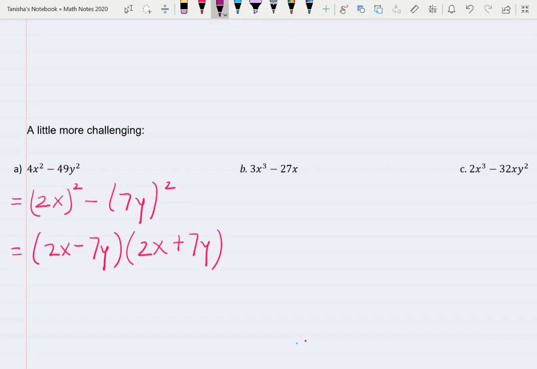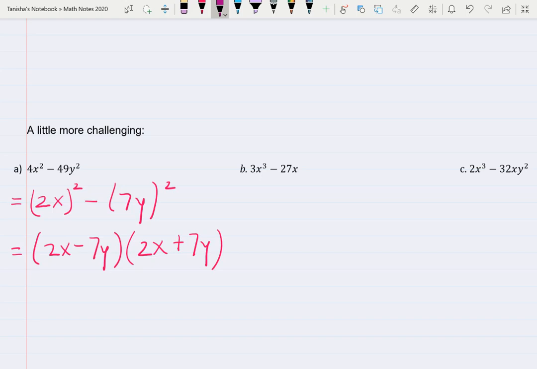Let's try B. So first we have to look at our expression and identify whether or not it is a difference of squares polynomial expression. Looking at our coefficients, we have a 3 and a 27. Those two numbers are not perfect squares. And now looking at our variables, we have an x cubed and an x. Those are not squared. We have a cubed and we have just a lone x. So this is definitely not a difference of squares.